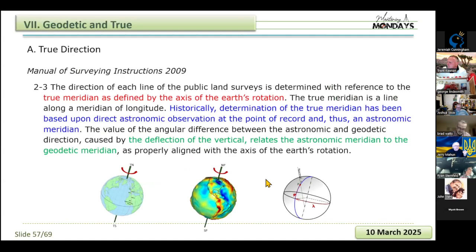If you look at the Manual of Surveying Instructions of 2009, it says the direction of each line of the public land surveys is determined with reference to the true meridian as defined by the axis of the Earth's rotation. The true meridian is a line along a meridian of longitude. Historically, determination of the true meridian has been based upon direct astronomical observation at the point of record, and thus an astronomical meridian. So basically, the way they used to determine true meridian is a solar observation, or sometimes later a Polaris observation.